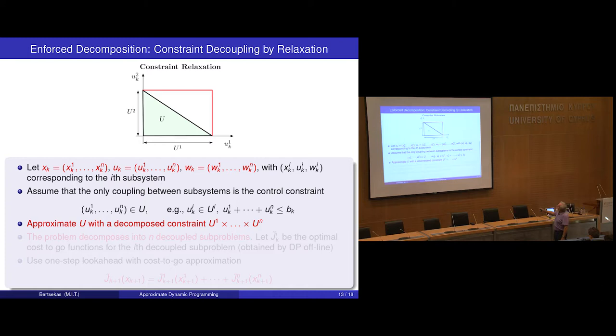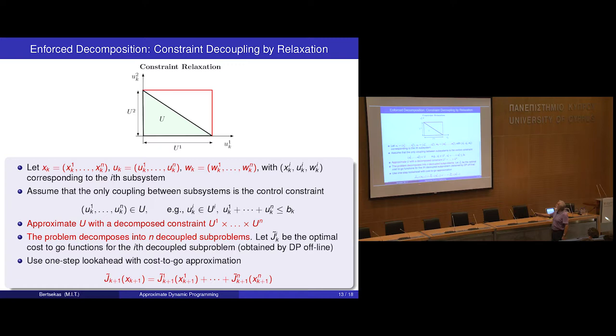Then what we can do is replace this simplex constraint with a box constraint, a larger constraint. And with this constraint, the subsystems are decoupled because the only coupling has been eliminated, and you can solve the problem one subsystem at a time, and you obtain a cost function, J tilde, for each subsystem, and then the overall cost-to-go approximation is the sum of those. And you do this for every stage.